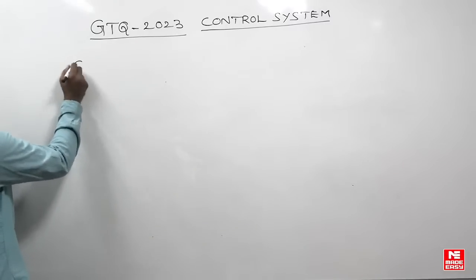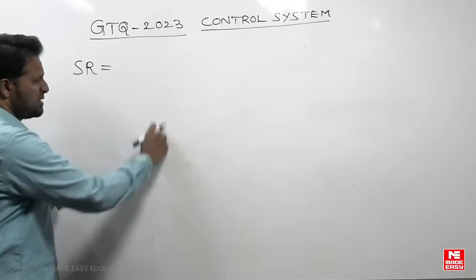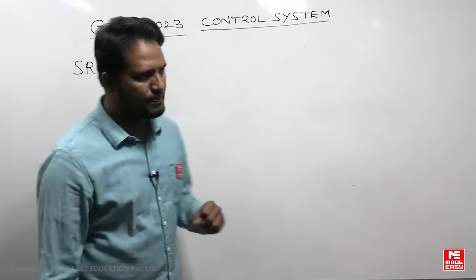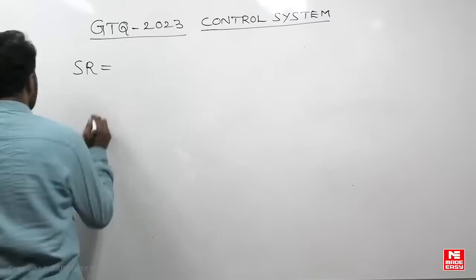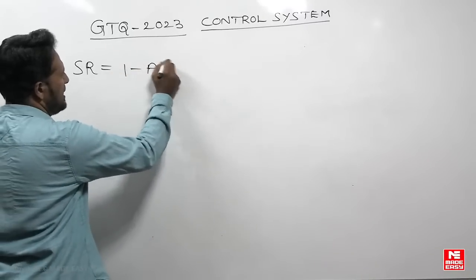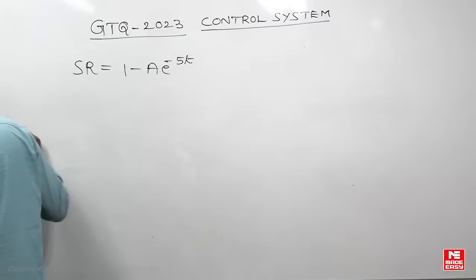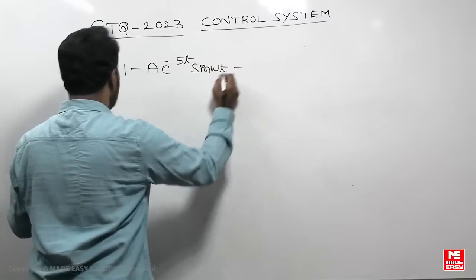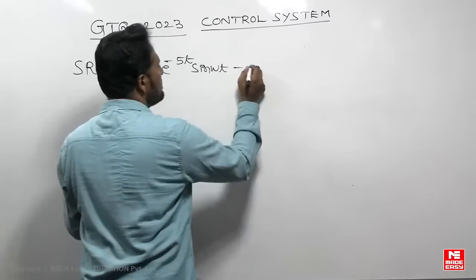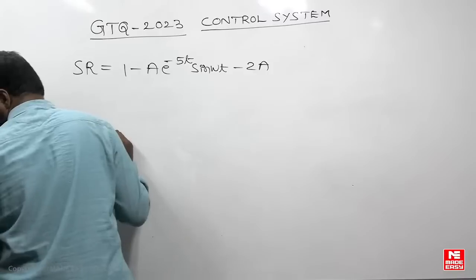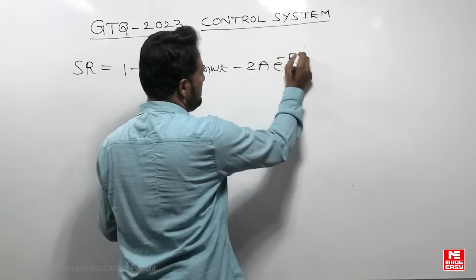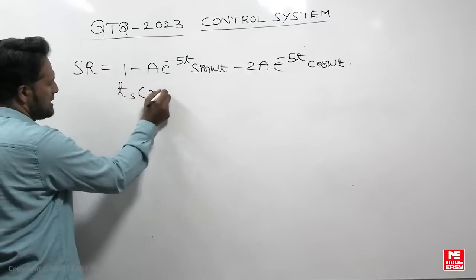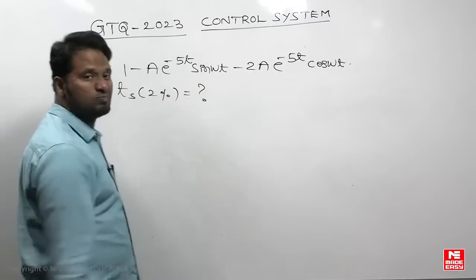Moving to the next question. The step response of a standard second order system is 1 minus a e to the power minus 5t sine omega t minus 2a e to the power minus 5t cos omega t. The question is to find the settling time for 2% tolerance.